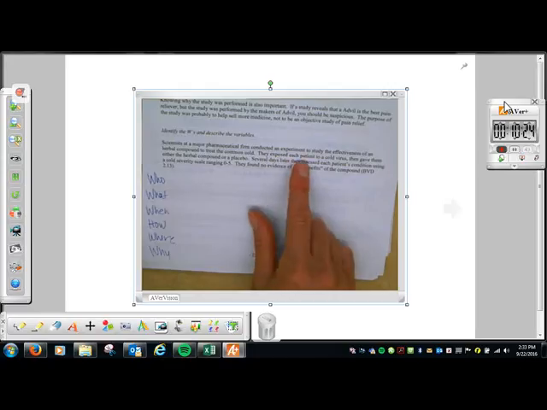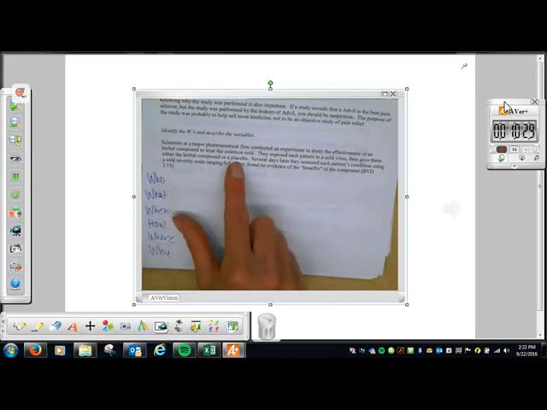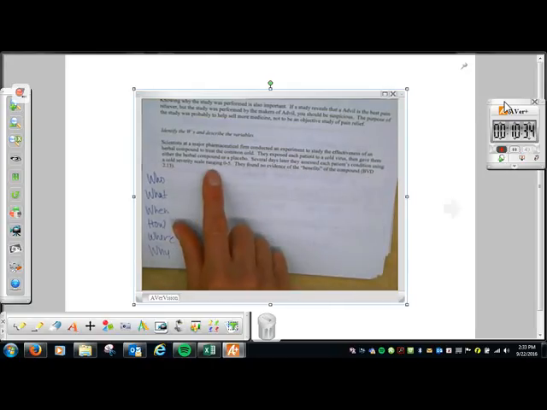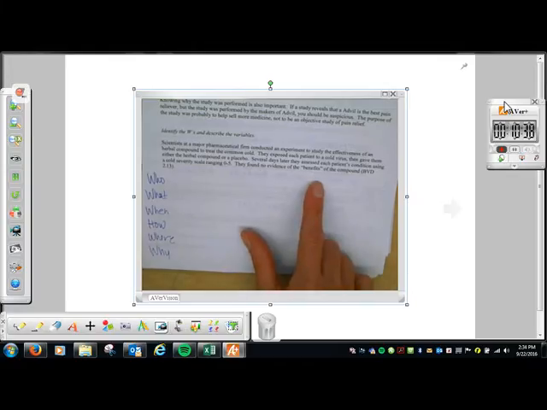They exposed each patient to a cold virus, then gave them either the herbal compound or a placebo. Several days later, they assessed each patient's condition using the cold severity scale, ranging from 0 to 5. They found no evidence of benefits of the compound.